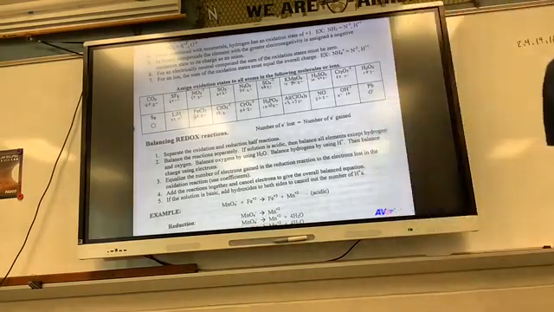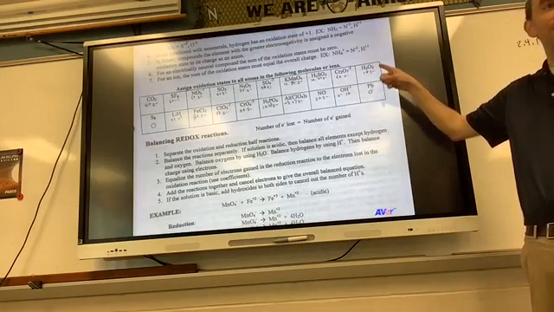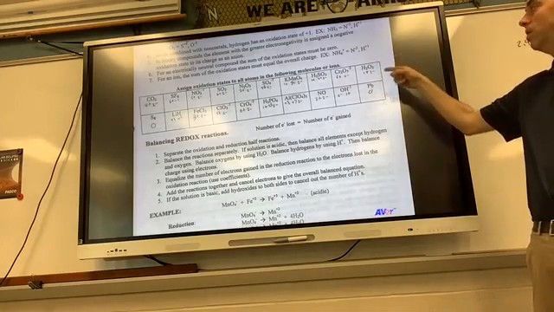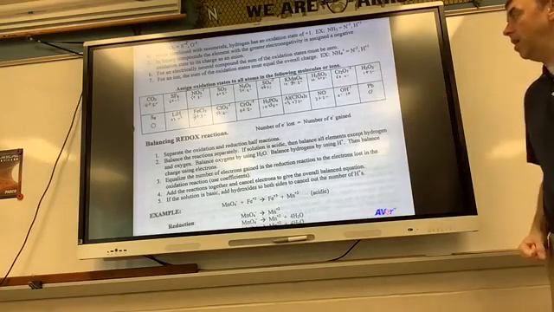Things I wanted to highlight on the first page. Elemental form is 0. And remember, when oxygen is part of a peroxide, that's the only time it can be a -1. So don't forget, the only time oxygen can be a -1 is when it's part of a peroxide.